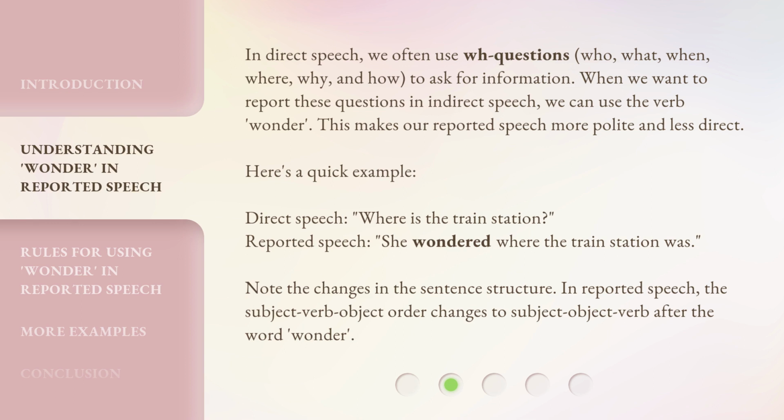Here's a quick example. Direct speech: where is the train station? Reported speech: she wondered where the train station was. Note the changes in the sentence structure. In reported speech, the subject-verb-object order changes to subject-object-verb after the word wonder.